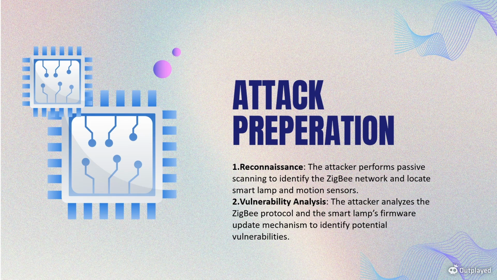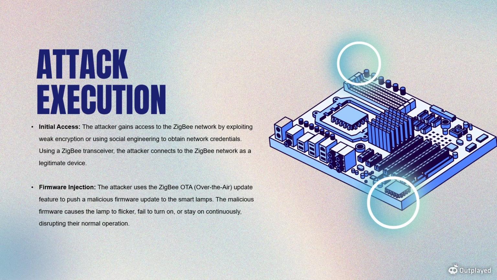So before we attack, we have to prepare. What do we do here? First of all, reconnaissance. The attacker performs passive scanning to identify the ZigBee network and locate smart lamp and motion sensors. Next, vulnerability analysis. The attacker analyzes the ZigBee protocol and the smart lamp's firmware update mechanism to identify potential vulnerabilities.